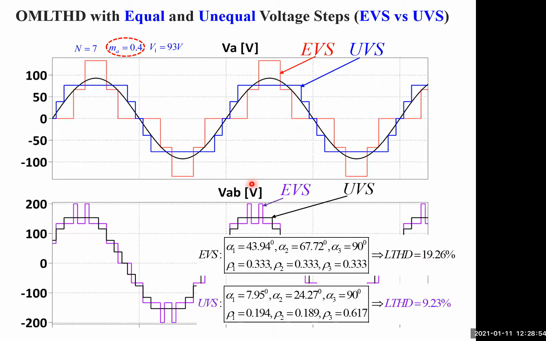Using UVS, when we allow both the angles as well as the heights to vary, you can see these are the optimum results for the switching angles and the DC ratios, and this time the LTHD was significantly lower, at 9%. So clearly, whenever applicable, and you can afford it in terms of cost, you do want to use unequal voltage steps and take the full degree of freedom of the optimization. So your design variables are both the alphas and the rhos and not just the alphas.